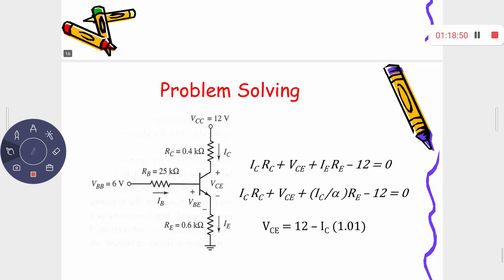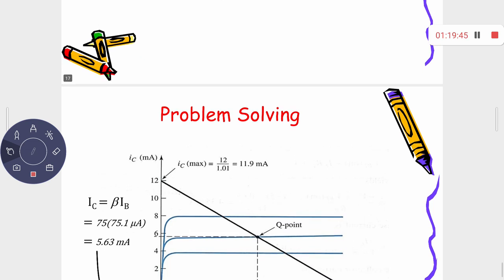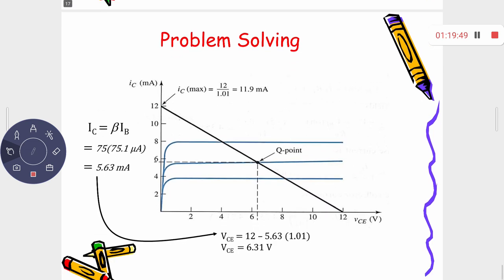Same circuit, now we have to analyze the collector-emitter loop. This time you have VCC given, 12 volt. It has three components now: the drop across this resistance, ICRC drop, this VCE drop, plus IERE drop, that is equal to 12 volt. So ICRC plus VCE plus IERE is equal to 12 volt. And you know the relationship between IC and IE. If you know beta, you can calculate alpha. Then VCE comes out to 12 minus this IC into 1.0. No value for beta is given? Assume 100, 150. Here beta is given as 75. 75.1 microampere, okay. And the variation is from 0 to 12.